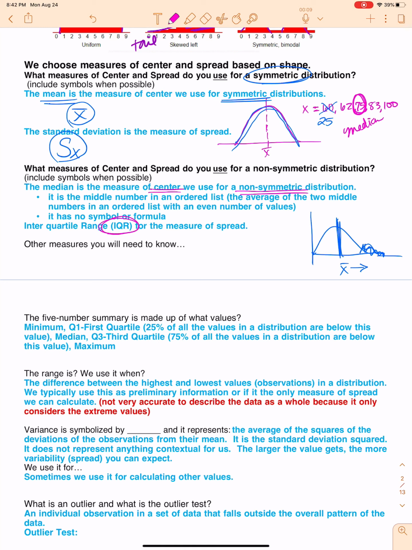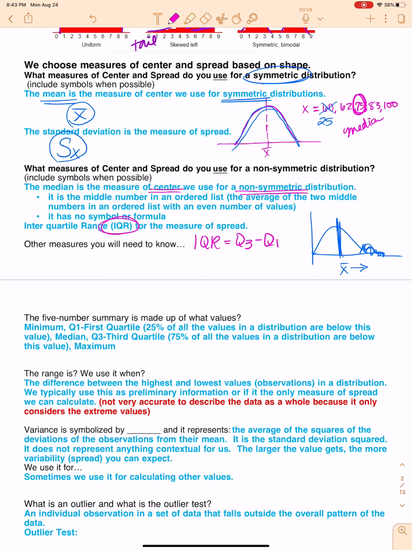The IQR. And the way we find the IQR, it is Q3 minus Q1. Q3 is the third quartile and Q1 is the first quartile. So you have to have those values to calculate the IQR. So keep that in mind.